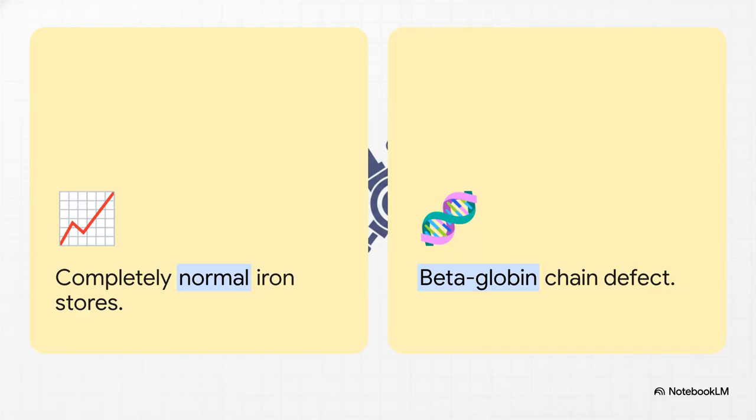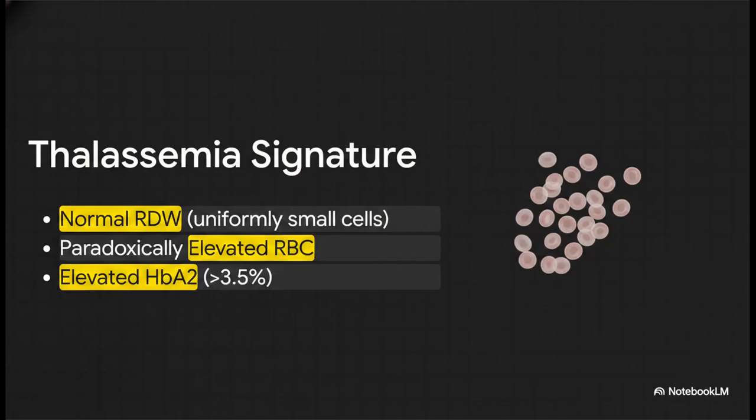Now, contrast that dynamic with the genetic deficit of beta thalassemia minor. In this condition, the systemic iron stores are completely normal or sometimes even elevated. The microcytosis here isn't driven by a lack of raw materials. It's driven by a defect in the factory itself, specifically a genetic defect in beta-globin chain production. So, the crucial point you have to remember is how this genetic defect alters the CBC parameters compared to simple iron deficiency. Here is the thalassemia signature.